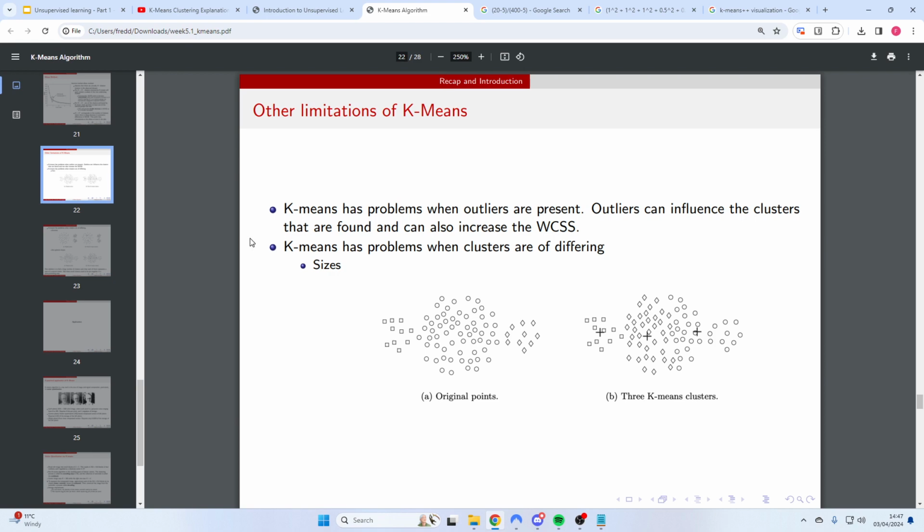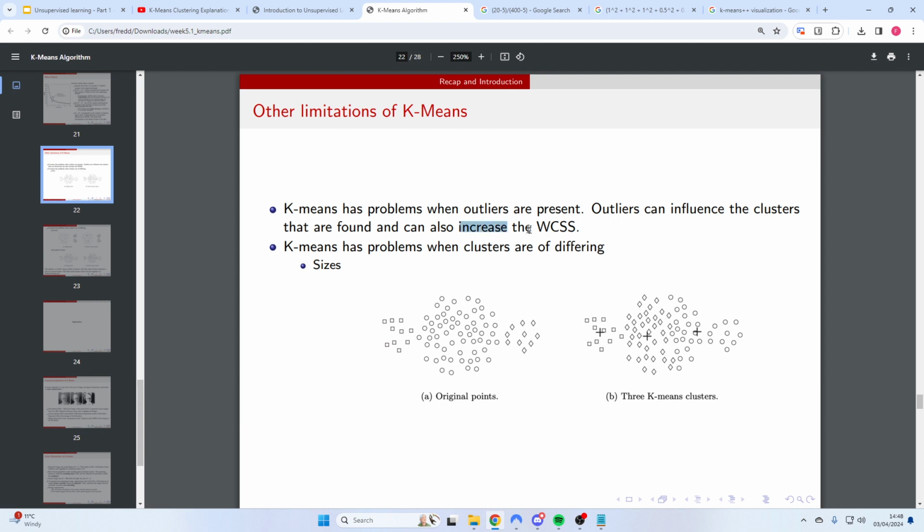I didn't write about this in my paragraph, but here are some other limitations of k-means. It's going to have problems when outliers are present, because we're always taking the average centroid. If we have an outlier, it's going to shift the centroid in its direction, so outliers can influence the clusters quite a bit.